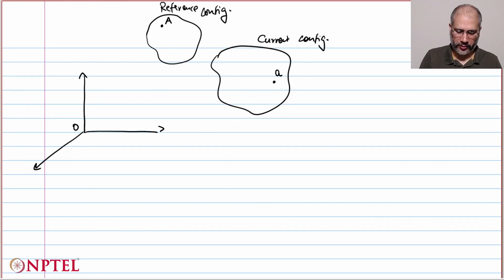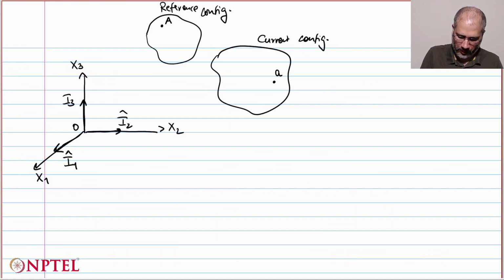So here is our coordinate system, that is O, capital X1, capital X2 and capital X3. And the unit vectors are I1, I2 and I3. So this is the reference coordinate system, and we agreed that in most cases we'll assume that the spatial coordinate system also overlaps the reference coordinate system. So we'll also write this as small x1, small x2, small x3, and e1 hat, e2 hat and e3 hat.